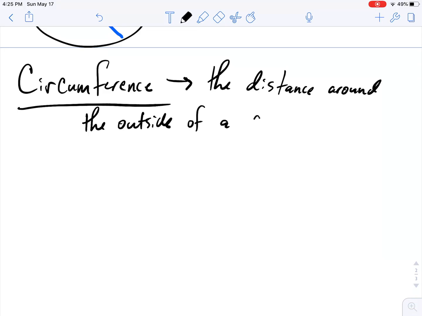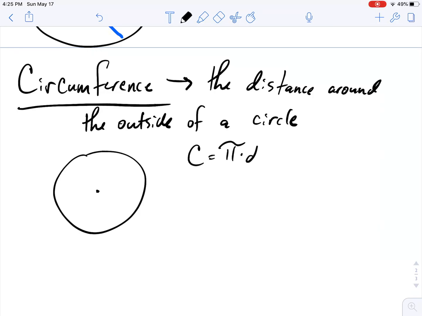Okay? And so to find the circumference, so here's a circle, here's a center point. To find the circumference, there are 2 ways to do this. One way is to do pi times the diameter, and the other way is to do 2 times pi times the radius, because 2 times the radius equals the diameter.